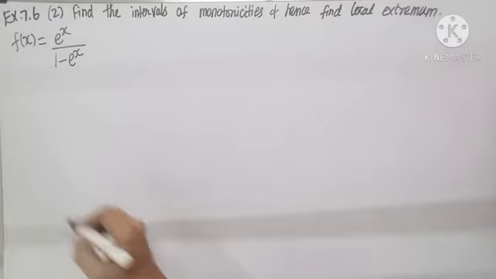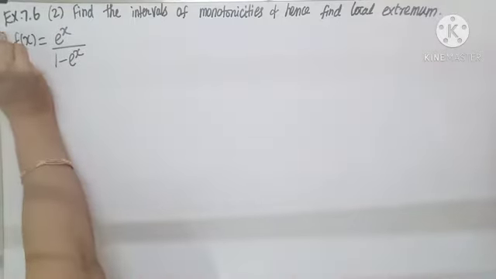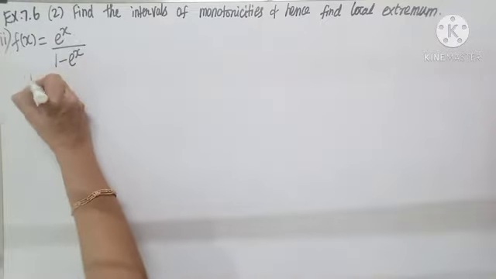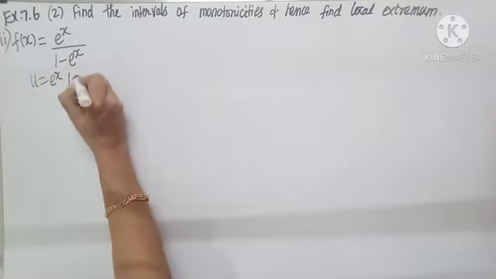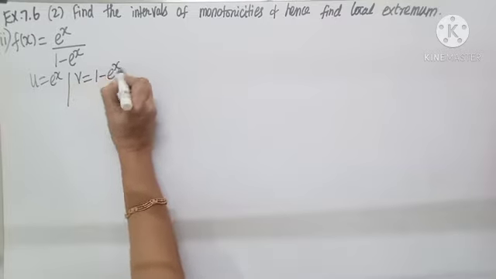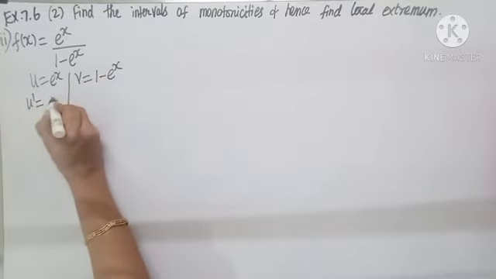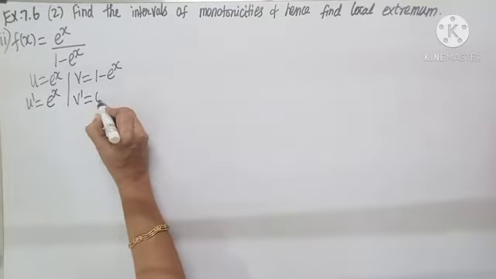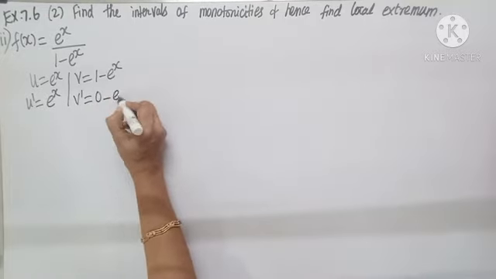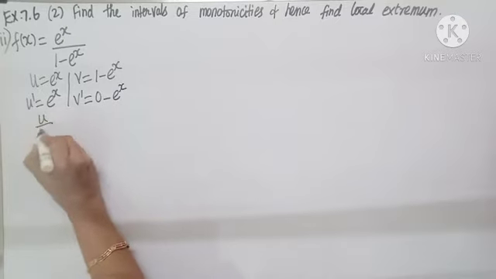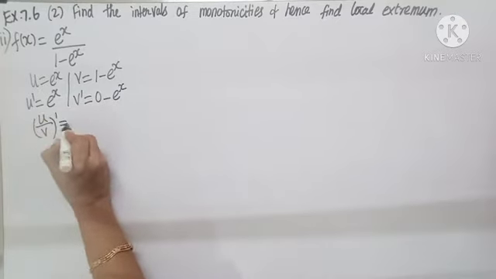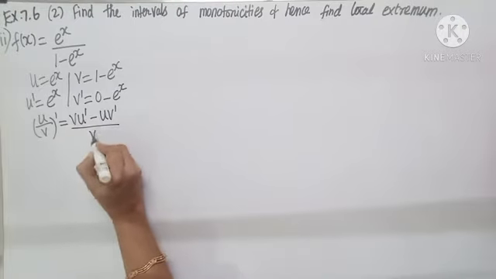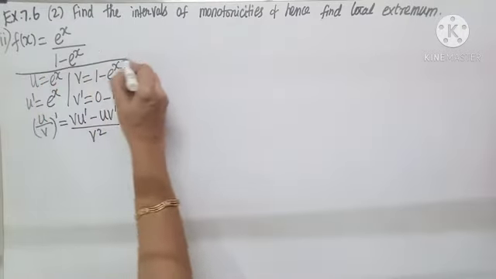Third subsection, e power x by 1 minus e power x. The same pattern. Call the numerator u, the denominator v. u dash, e power x derivative, e power x. v dash, 1 becomes 0, e power x derivative, e power x. The formula: u by v the whole dash is v u dash minus u v dash by v square.